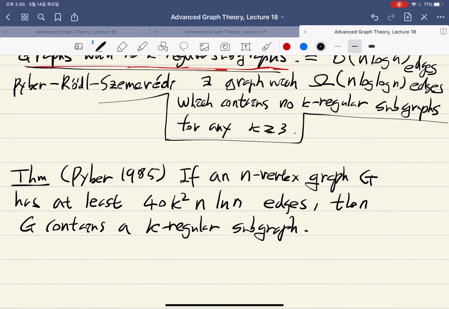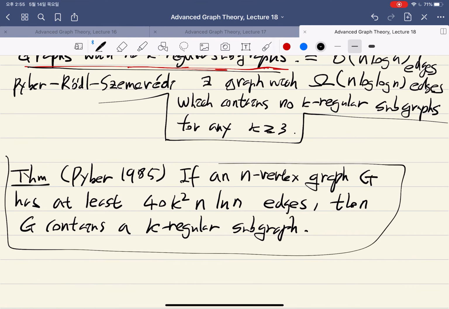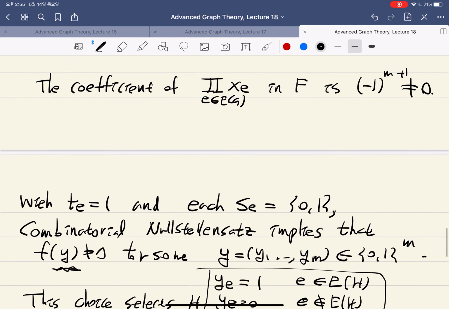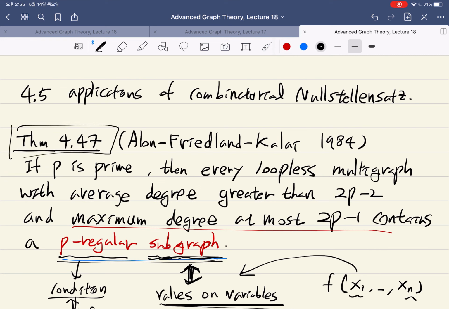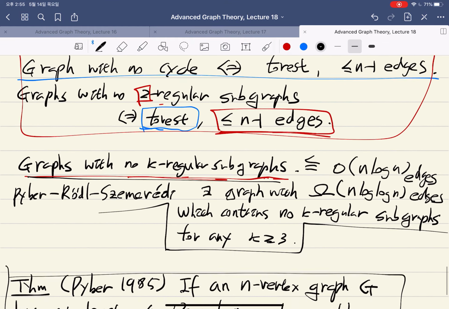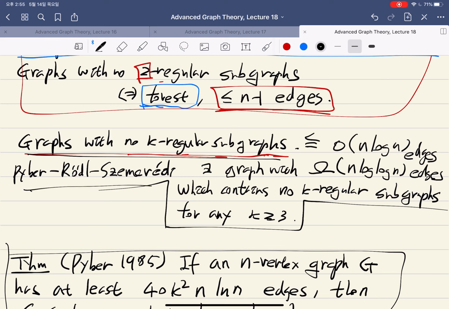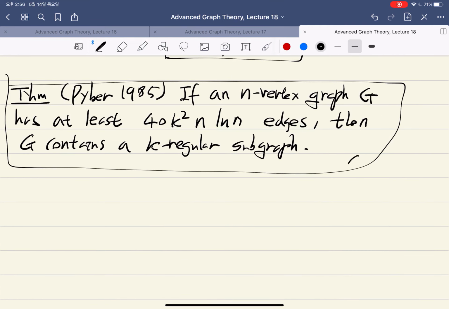So we will prove this Pyber theorem by using this. We don't use the Combinatorial Nullstellensatz anymore, but we use this to prove it. And for the lower bound, we will not prove it, but I think this is a paper from 1995. It's some probabilistic construction to show such a graph exists. So in the next video, we will prove this.